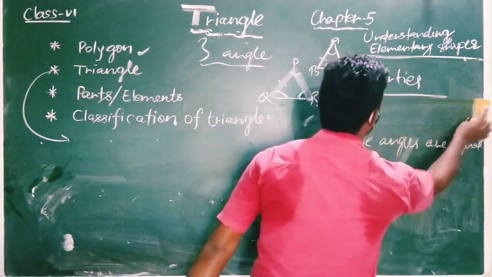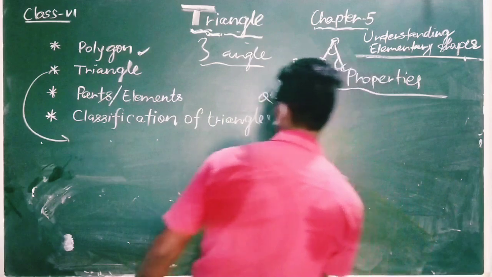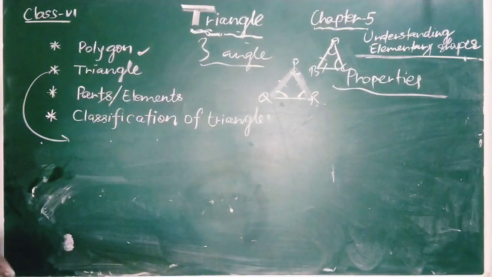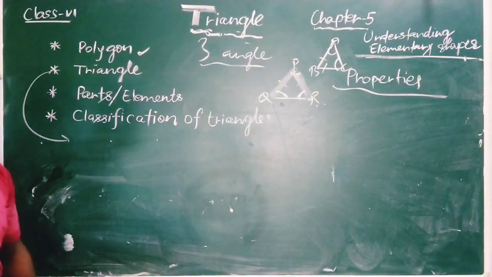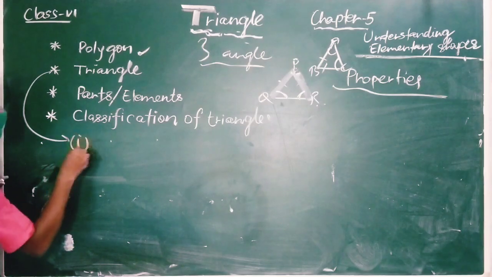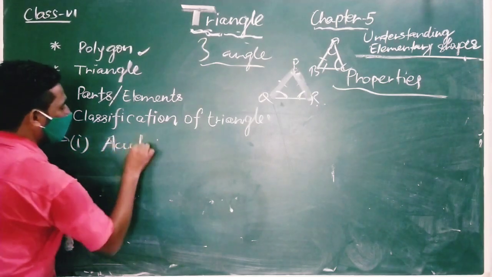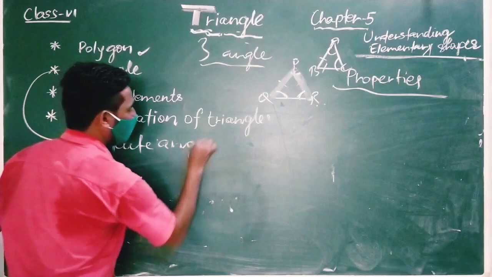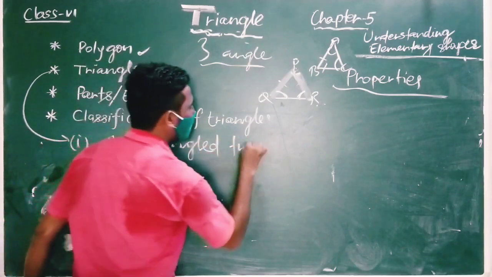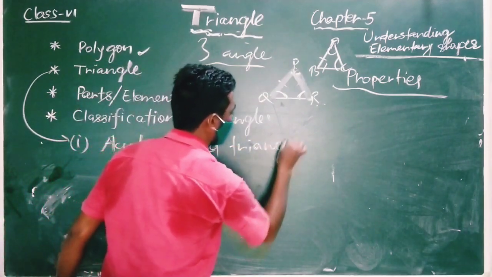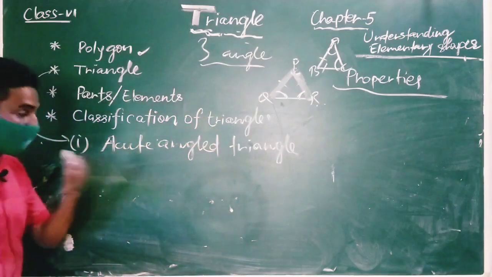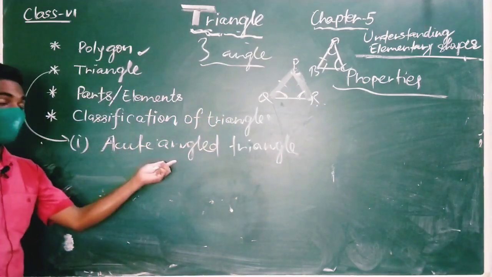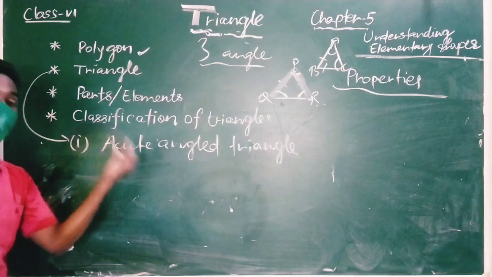Now if you talk about classification on the basis of angles, the first name is what? Acute angled triangle. On the basis of angles, acute angled triangle. You can write acute triangle also directly, but don't say acute angle, because it is not an acute angle, that is different. Acute angle is used here.